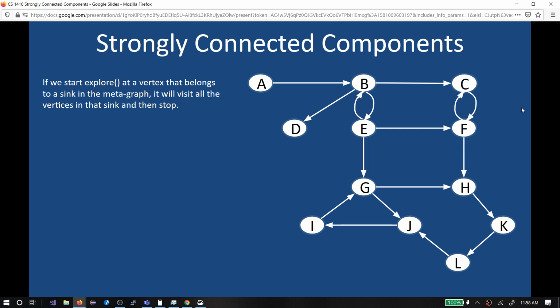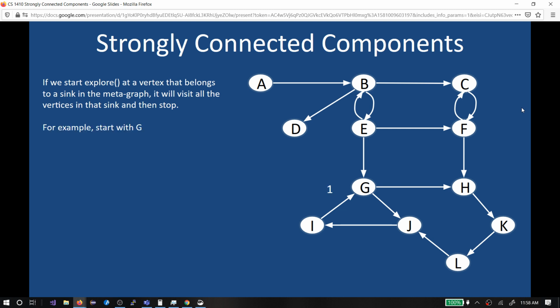If we start explore at a vertex that belongs in a sink in the metagraph, it will visit all the vertices in that sink and then stop. So that's the first observation. We know that this bottom thing is going to be a sink in the metagraph. So is it true that if we start exploring at a vertex in that bottom chunk, so G, H, J, K, L, or I, it will visit every vertex in that sink and then stop? You buy that? Let's try it out.